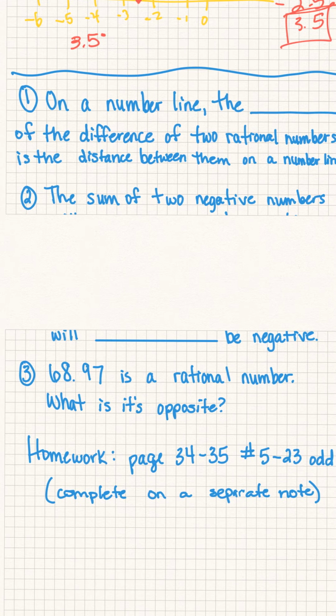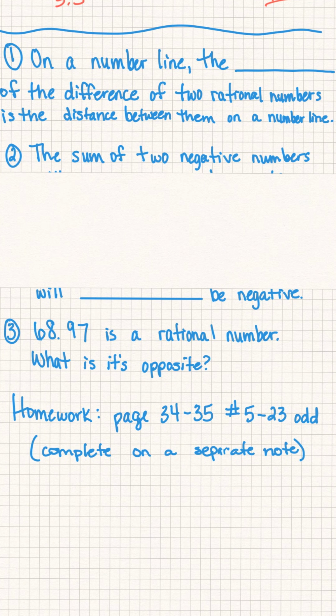Okay, so now checking what we've learned. On a number line, the blank of the difference of two rational numbers is the distance between them on a number line. That is the absolute value. The sum of two negative numbers will always be negative. Number 3, 68.97 is a rational number. What is its opposite? Negative 68.97.